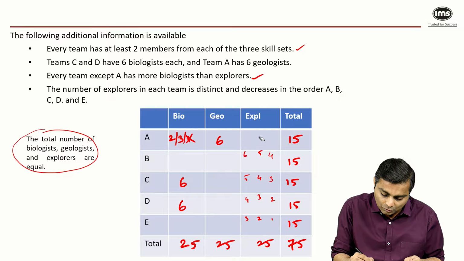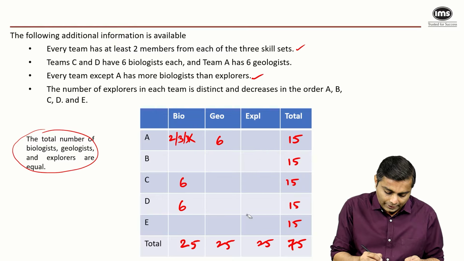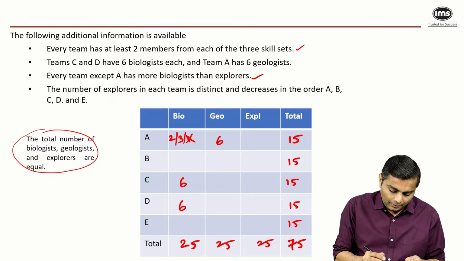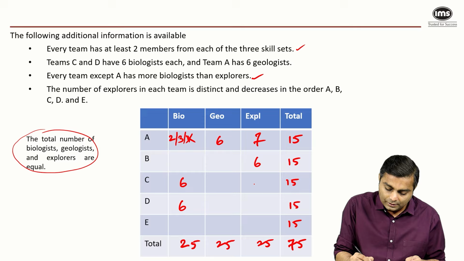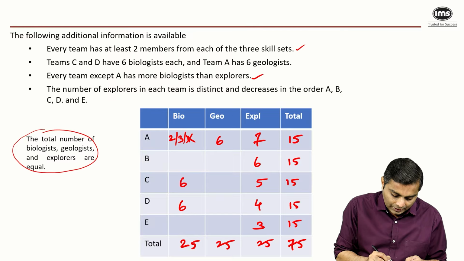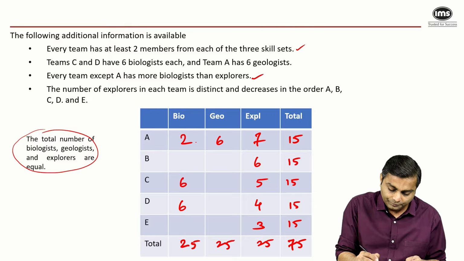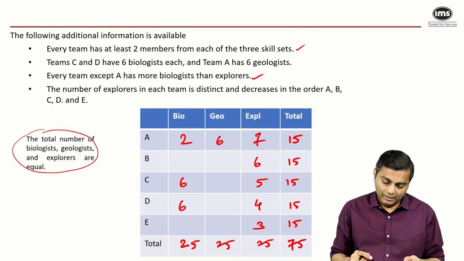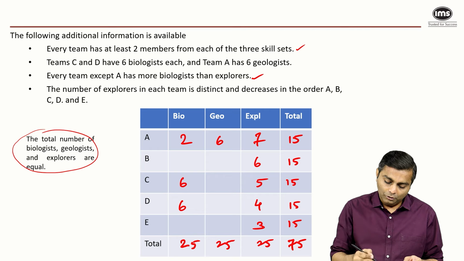Okay, so I'm just going to clear these here and straight away write 7, 6, 5, 4 and 3. So clearly the biologists in the first team also have to be only 2. That is also sure. Great. So now we know 2, 6, 7. C and D, we can obviously find out the geologists also.